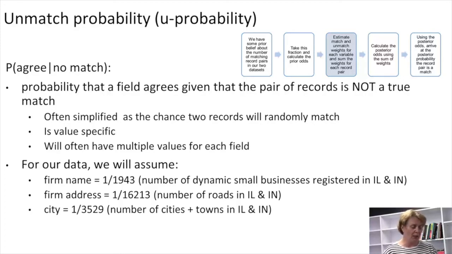The firm address, well, there are 16,213 roads in Illinois and Indiana. Of course, once you go down to the actual number, it's going to be different. But anyway, you see the point. So it'd be 1 over 16,213. And the number of cities, you can look at the corpus. There are 3,529 cities. So that gives you a starting point to figure out how random these things are going to be. Maybe when you have additional information, you'll make different decisions. But as a rough starting point for pedagogical purposes, that's where we're going to start.